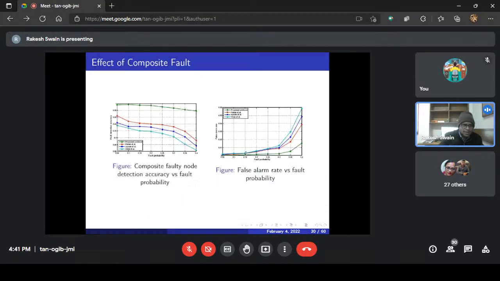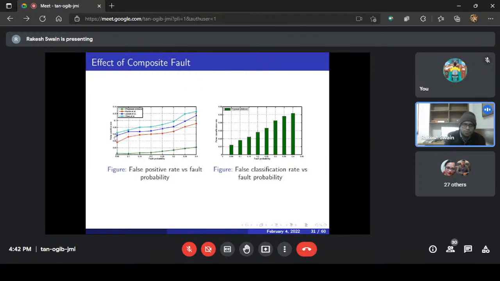Then after that, these are some of my results. The first result is the composite faulty node detection accuracy with respect to the fault probability. Here the fault probability is increased; we can add more faults, 5%, 10%, 15%, like this. So how it works with respect to other existing algorithms, that is the fault detection algorithm. Next parameter is the false alarm rate with respect to some other algorithms. We can say how much fault-free nodes are wrongly detected as faulty. So that is the result of the false alarm rate for the proposed algorithm and other algorithms.